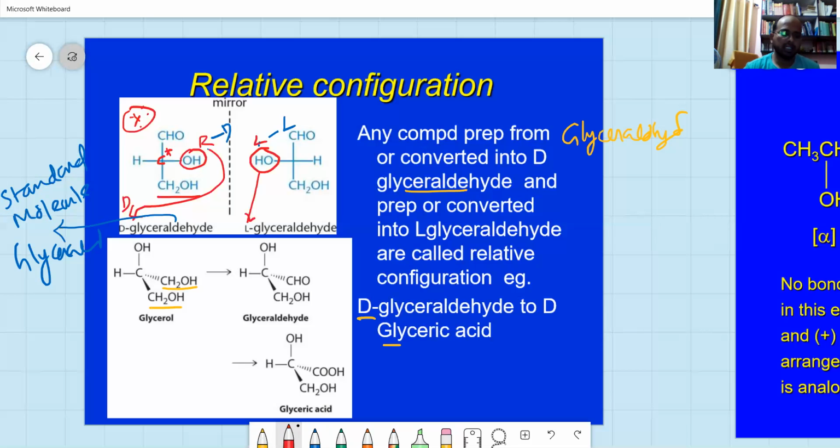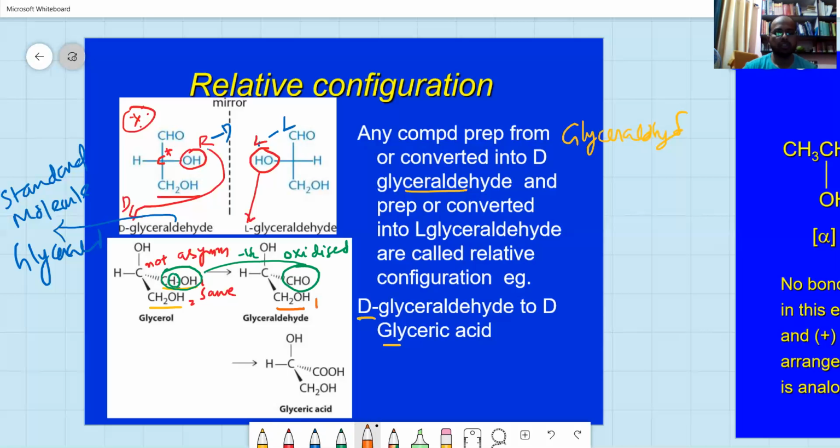This is not a symmetric carbon atom. Why? Because you have got 1 and 2 as the same CH2OH group. But what you do is convert this CH2OH into a CHO group. What have you removed? You have removed a hydrogen molecule, that is minus H2. You have oxidized it. When you oxidize it, you can see that the groups are different.